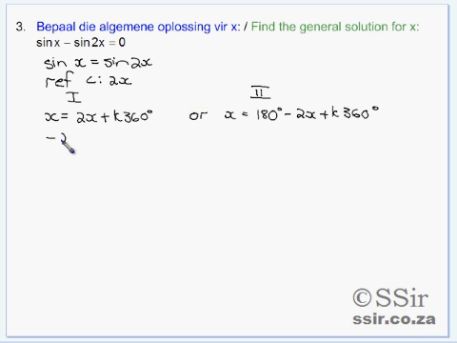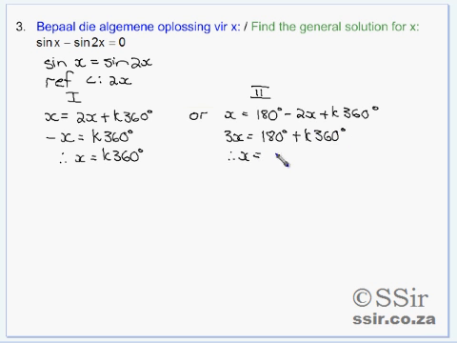If I solve here, I get negative x equals multiples of 360 degrees, which brings me to x equaling multiples of 360. In this part, I get that 3x is equal to 180 degrees plus multiples of 360, and now I must divide everything by 3. Therefore, x equals 60 degrees plus multiples of 120, with k an element of the integers.